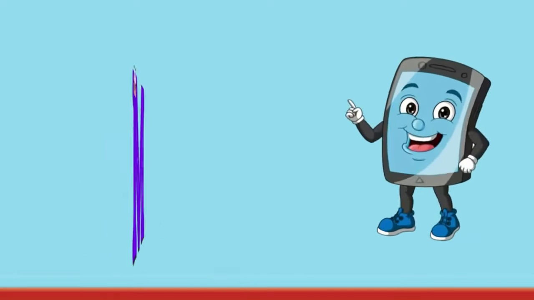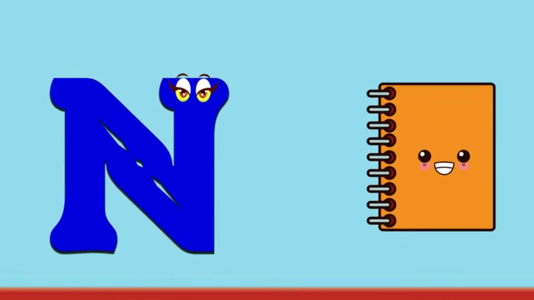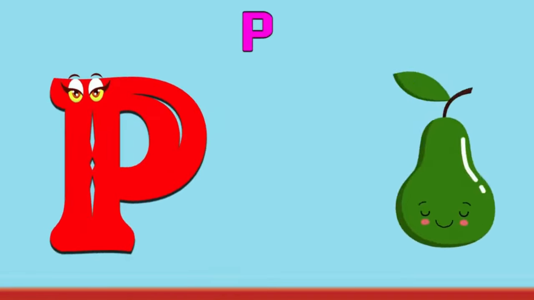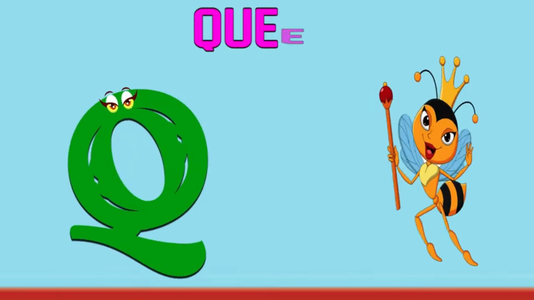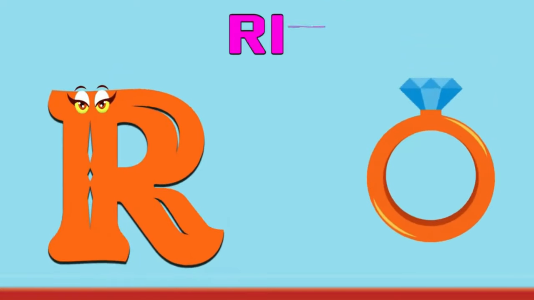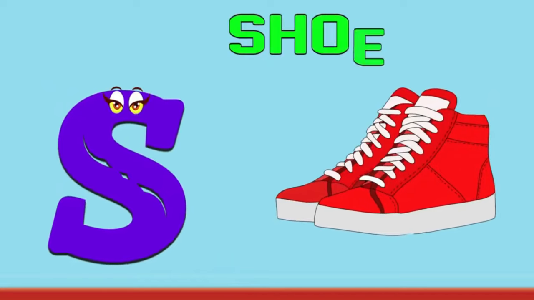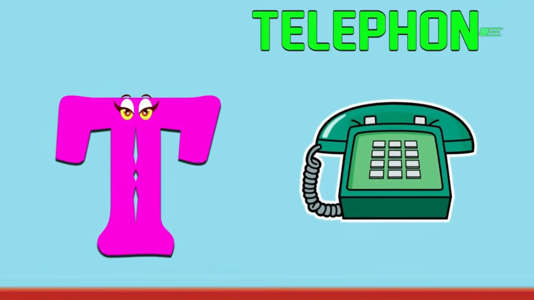M. M is for mobile. Mobile. N. N is for notebook. Notebook. O. O is for onion. Onion. P. P is for pear. Pear. Q. Q is for queen bee. R. R is for ring. Ring. S. S is for shoes. Shoes. T is for telephone, telephone.